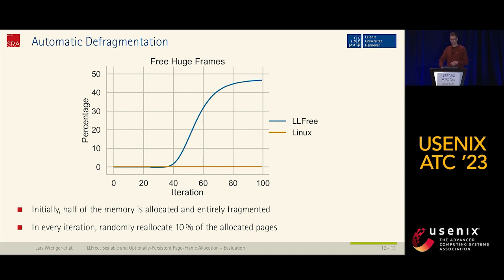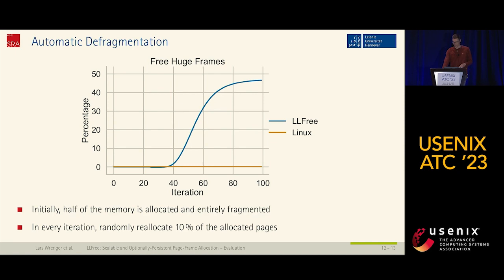And then in every iteration, we free 10% of the memory and allocate the same amount again, so that the overall allocated memory remains the same, but we have a small turnaround in each iteration. And we see after about 40 iterations, LLFree is able to recover entire huge pages again up to the optimum. And Linux, on the other hand, isn't really able to do that at all. So we see our reservation policy that avoids fragmentation leads to a very nice overtime defragmentation behavior, which is quite nice.